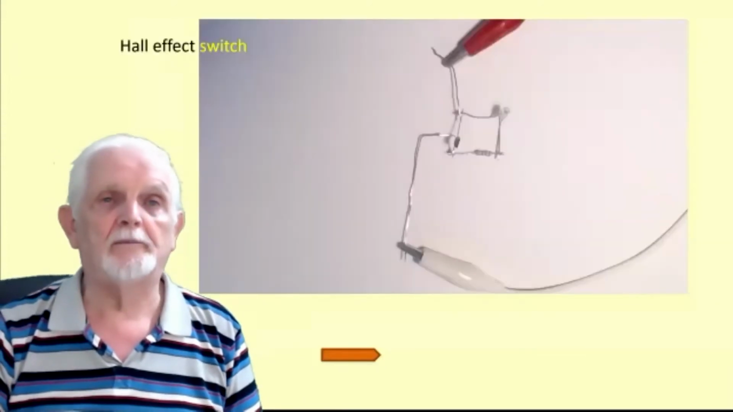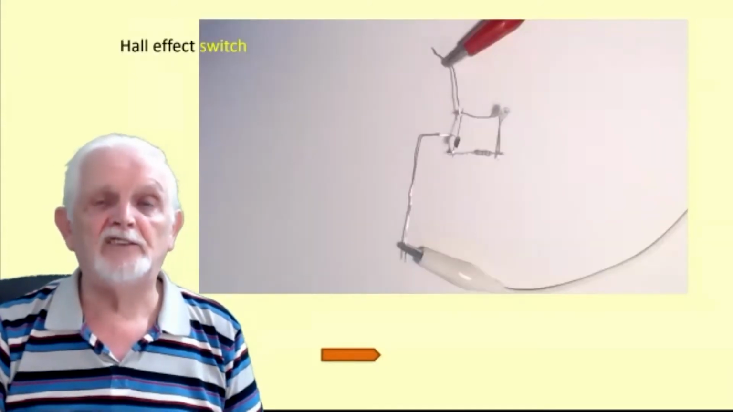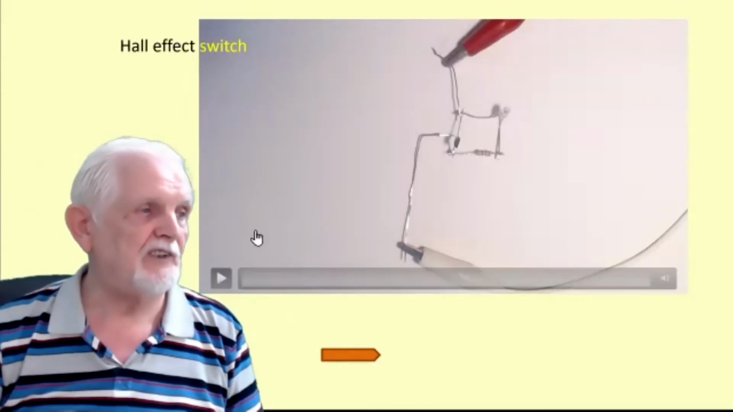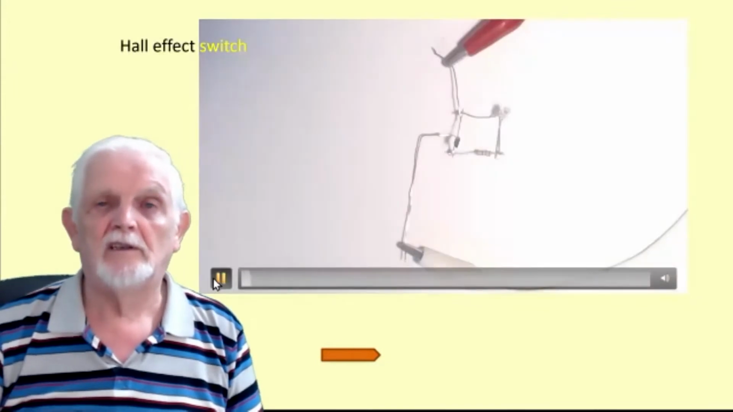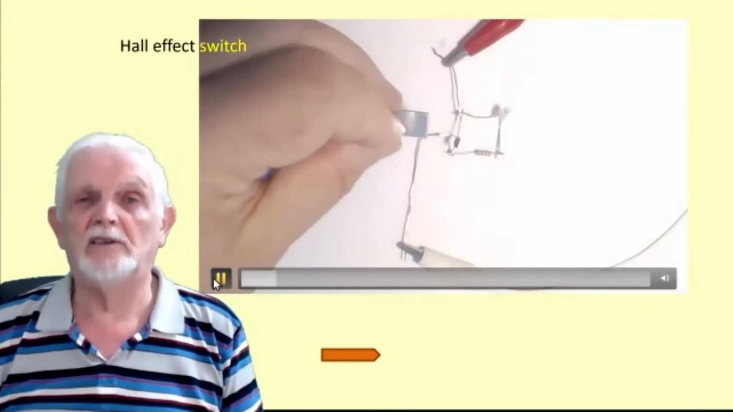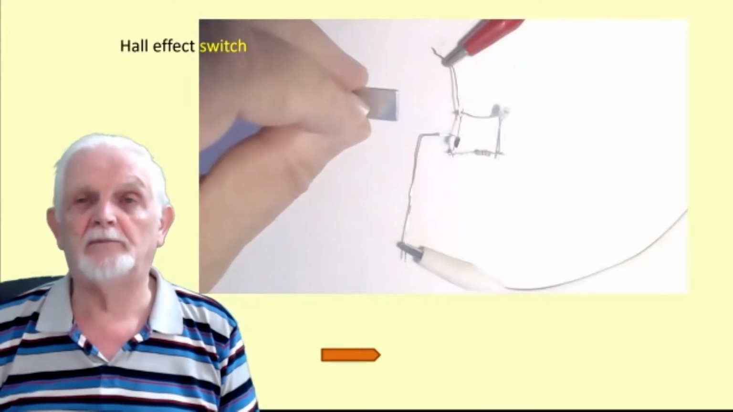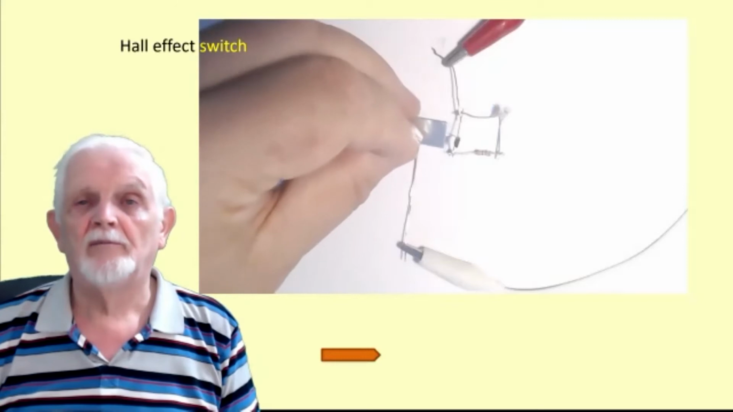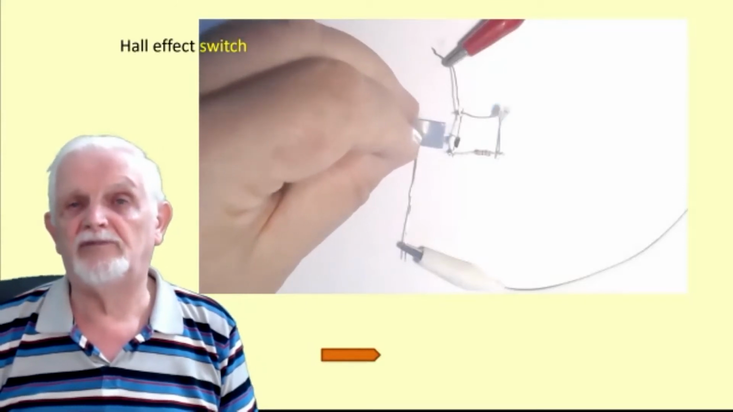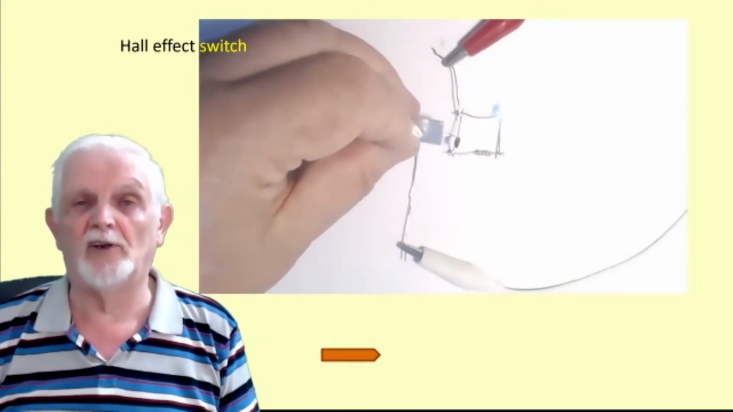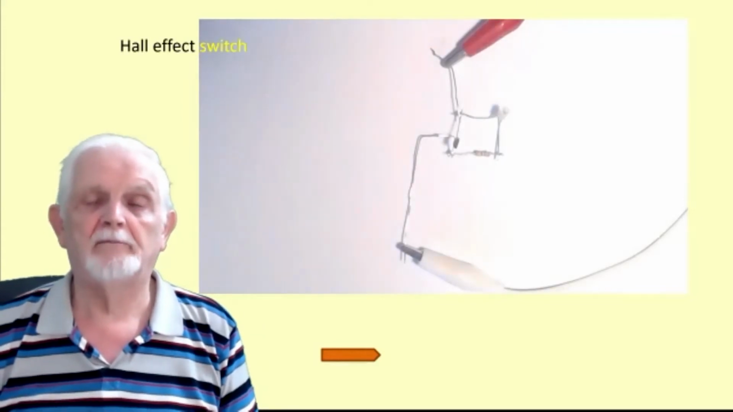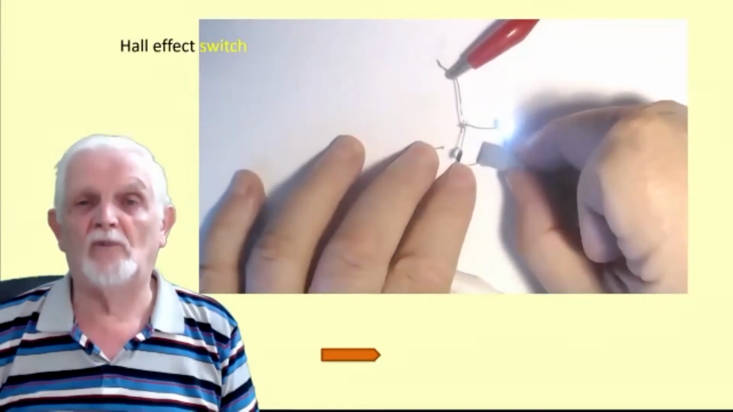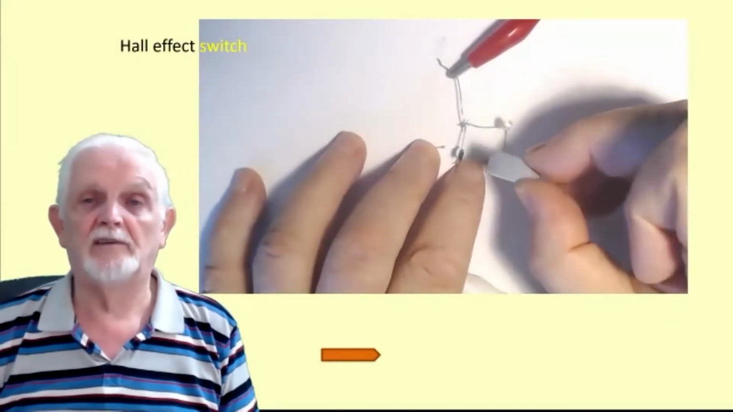So let's have a look. There's a Hall effect switch. Once again, if I just get that same little neodymium magnet close to it, that one's operating about, what, maybe about 5 or 6 mil from the magnet. And you can see there, it'll operate from either side.